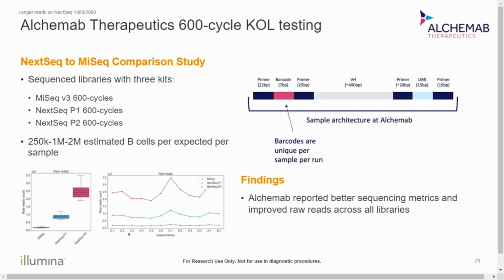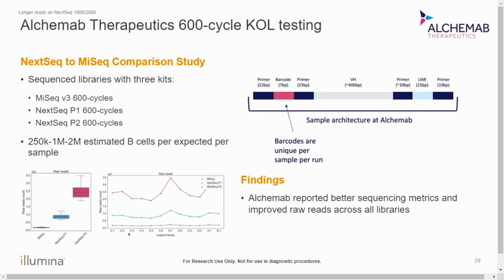You could see here that Alchemab used a unique library structure along with a long VH region in the center, and primers and a unique barcode and UMI per sample that would require a 2x300 run to resolve quality data.